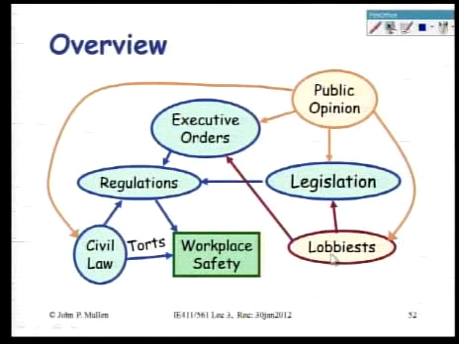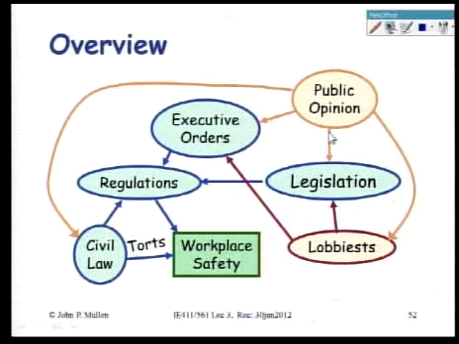Lobbyists have this habit of influencing executive orders and especially legislation. What's the ratio in D.C. now? I think it's something like 50 to 1. Each legislator has 50 lobbyists trying to bend their ear. And they have an effect, but people get elected to office in this country, so if public opinion gets strong enough, it can trump the lobbyists and cause legislation or executive orders to affect anything, including workplace safety.